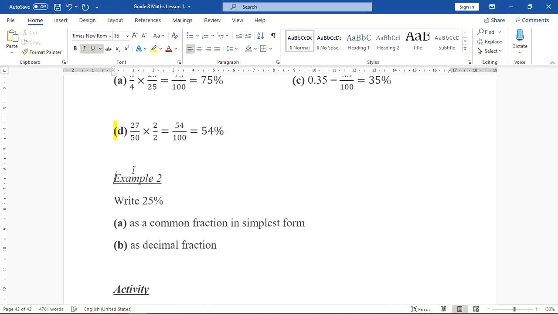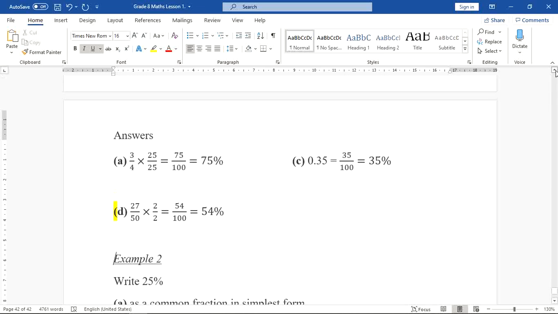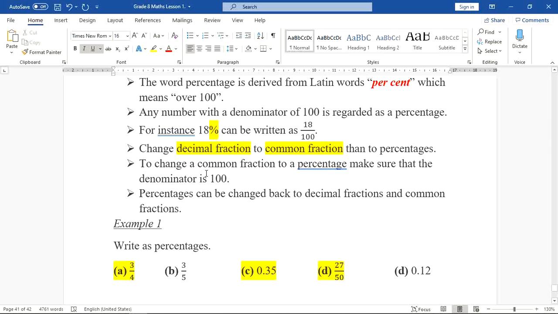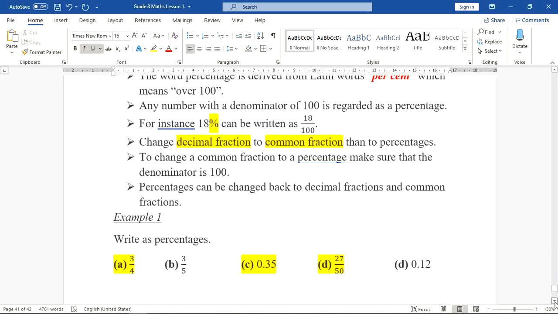Example number 2 says you write 25% as a common fraction in its simplest form and also as a decimal fraction. So let me quickly take you back up. It says here, to change a common fraction to a percentage, make sure that the denominator is 100. That is what we did in example number 1. So percentages can be changed back to decimal fractions and also common fractions. Okay, so let me show you how to do just that.